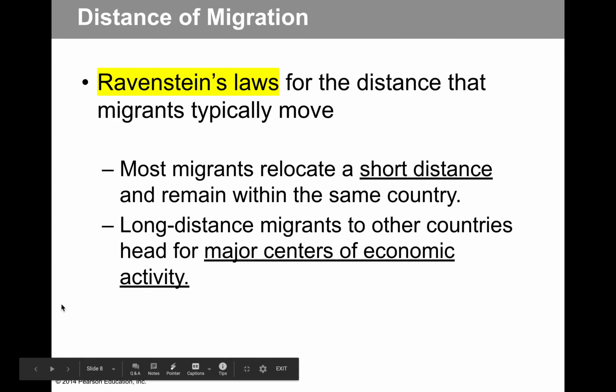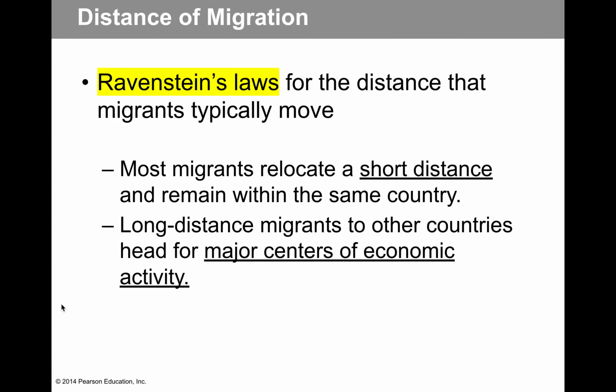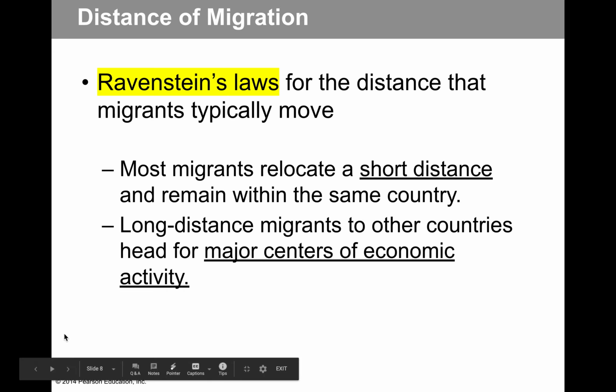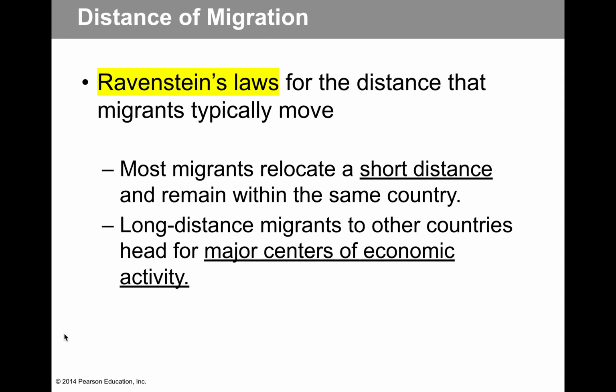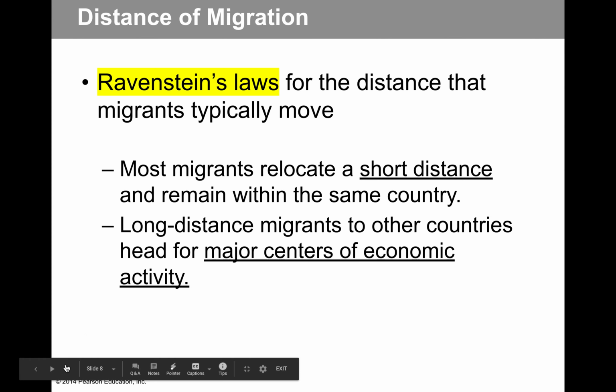Ravenstein's laws, 2 of which we will discuss in migration. The first is, Ravenstein is a geographer that in the 1900s stated that most migrants travel short distances within their same country or between countries. He also stated that long-distance immigrants, or people that migrate, will go to major centers of economic activities, so major cities.